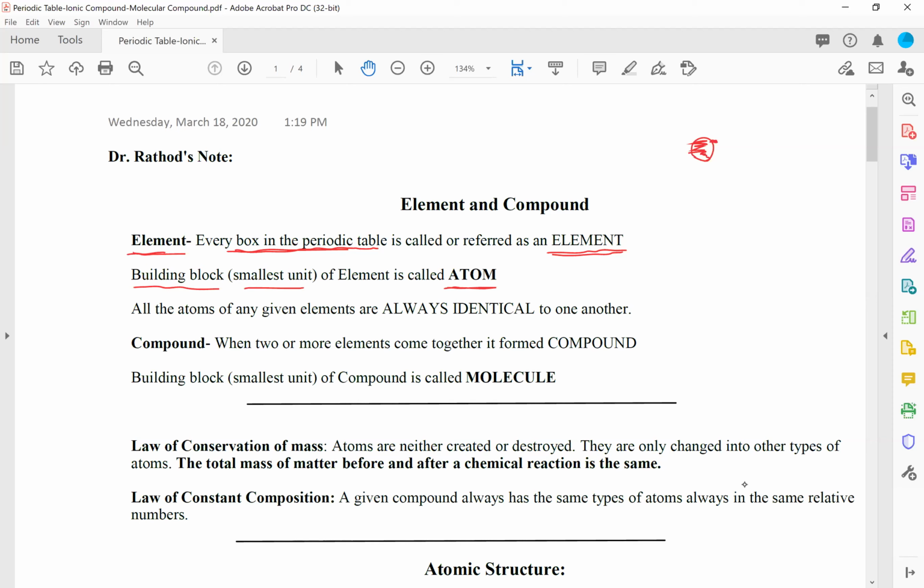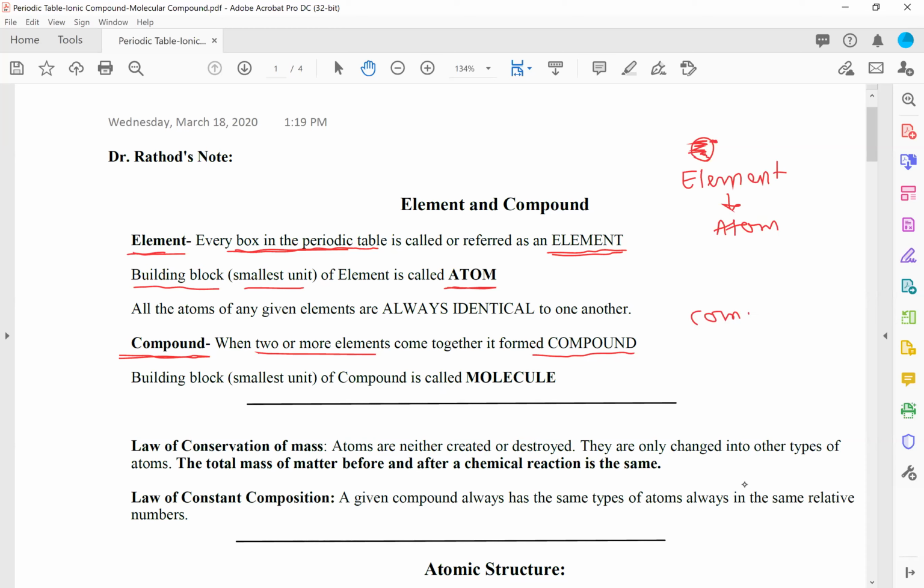The next definition is compound. What is a compound? When two or more elements come together, they form a compound. It's simple. Initially, we said every box in a periodic table is called an element. However, if two or more elements join together, form a bond or some sort of connection, then it is forming a compound. And what is the building block of a compound? Just like the element, the building block is the atom.